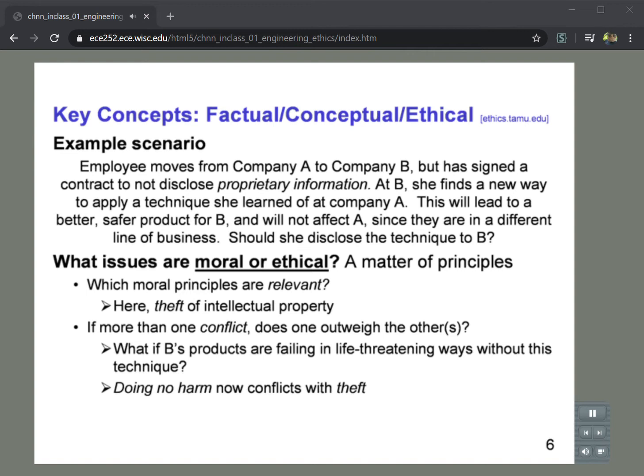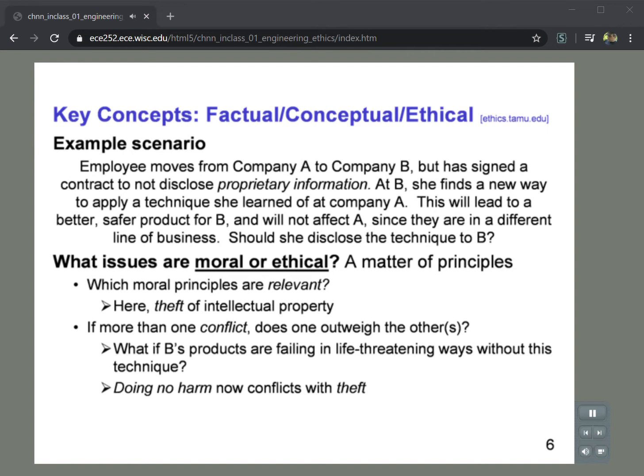The final category is pretty much what's left over. These are the ethical issues. So what are the issues at play in this scenario that are ethical or moral? Well, anything that's moral or ethical is really a matter of principles. Given some set of ethical principles that a particular individual desires to adhere to, the question becomes, which of these moral principles are relevant to the case at hand?